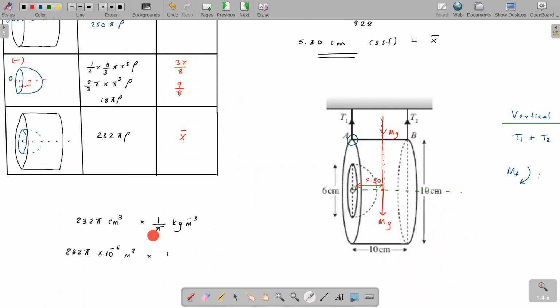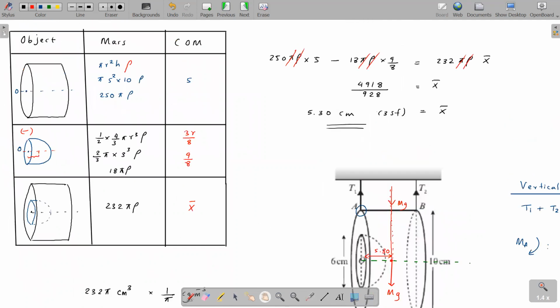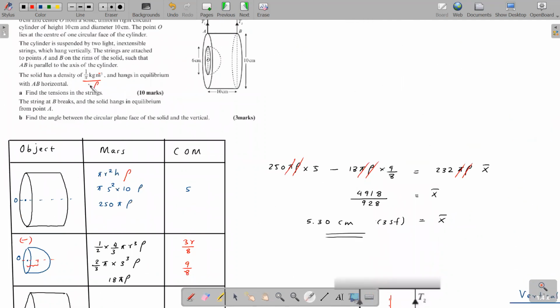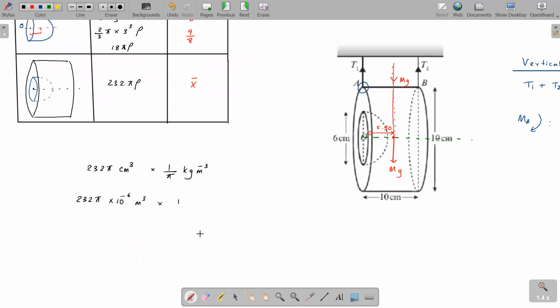How did I get this value, 1 over pi kilogram per cubic meter? I got it from the question, because it's given: a solid has a density of 1 over pi kilogram per cubic meter. I'm using the fact from the question. Another thing is, here we have cubic centimeter and here we have cubic meter. The units do not match, so we need to fix it. How do we fix it?